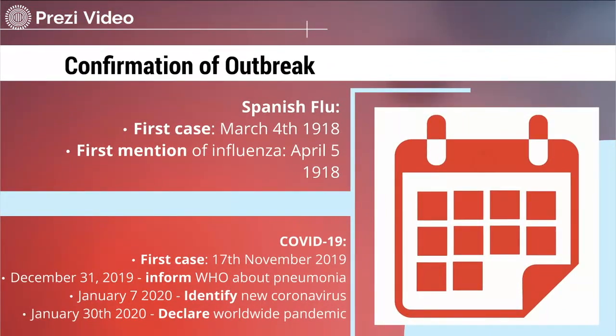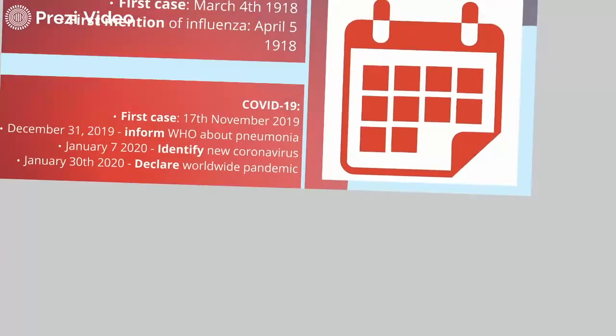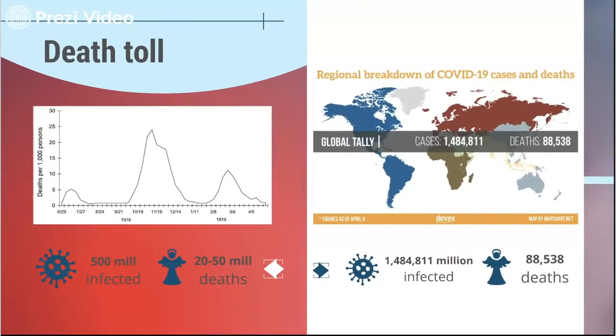For confirmation of outbreak and important dates, for the Spanish flu, the first case was on March 4th of 1918, by the name of Albert Gitchell, and the first mention of influenza was on April 5th in the weekly public health report. For COVID-19, the first case was on 17 November of 2019, and by January 30th of 2020, the WHO declared a worldwide pandemic. For the death toll, for the Spanish flu, there were approximately 500 million infected and 22 million deaths. And for COVID-19, as of April 9th, there were about 1,484,811 infected and 88,538 deaths.